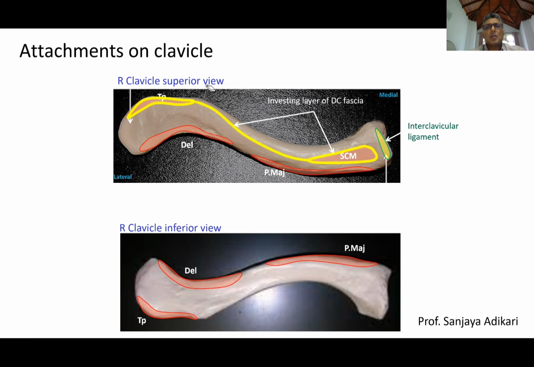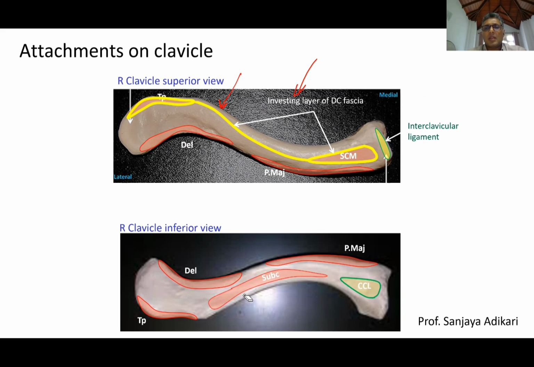Then between the sternocleidomastoid and the trapezius, enclosing the two muscles, you get the investing layer of deep cervical fascia, which you will learn when you do the neck. So in between the two muscles, it is attached to the smooth superior surface here. Then on the inferior surface, here you have the subclavius muscle attached between the clavicle and the first rib.